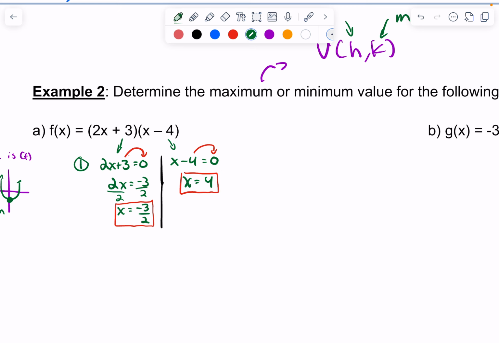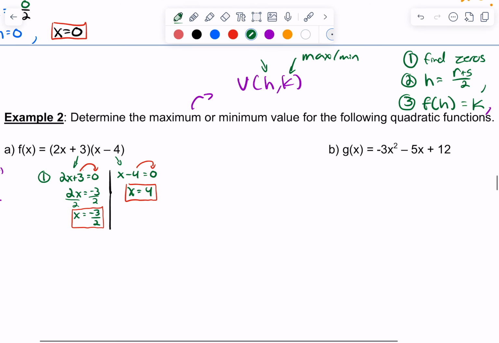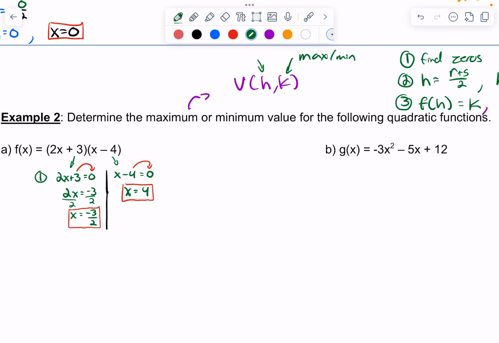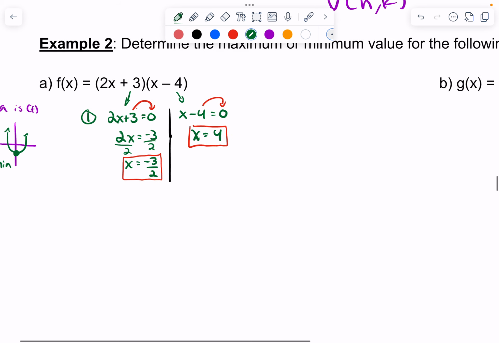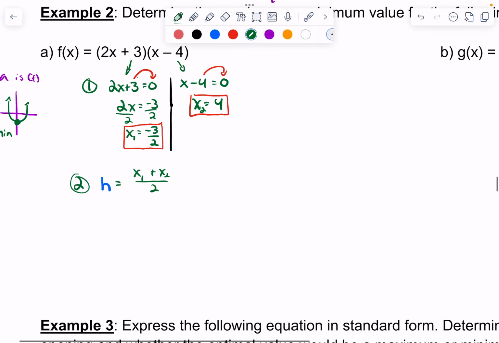But again, go back. What is the big picture? What are we trying to do? Well, we need those zeros to then calculate the h value. So step 2, we're going to calculate what our h is. So h is equal to, and I'll use the x formula, just as more simpler. If this is x1 and this is x2 right here, well, really it's just taking x1 plus x2 and dividing it by 2. So we get h equals minus 3 over 2 plus 4, divided by 2.